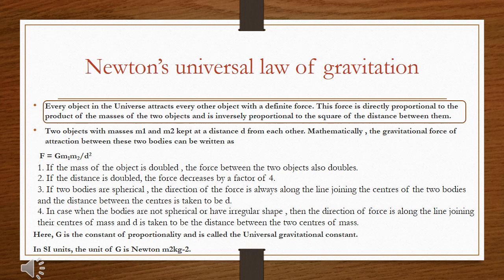with a definite force, and this force is directly proportional to the product of their masses and inversely proportional to the square of the distance between them. That means we can write F is directly proportional to m1 times m2 upon d squared. Replacing the proportional sign, we get F equals capital G times m1 m2 upon d squared. Here capital G is called the constant of proportionality, that is, the universal gravitational constant.